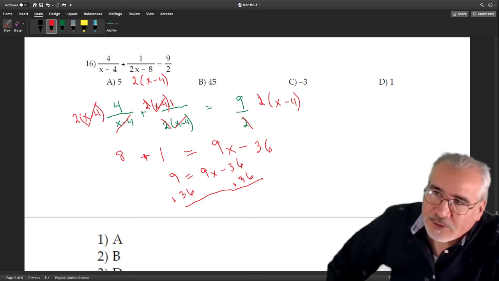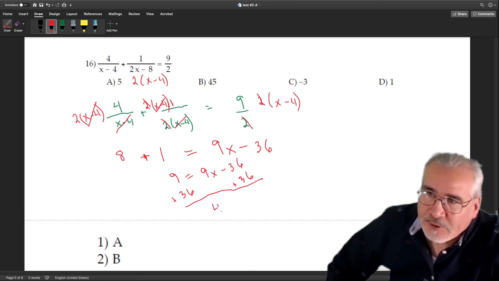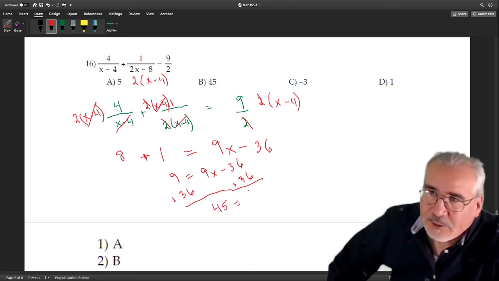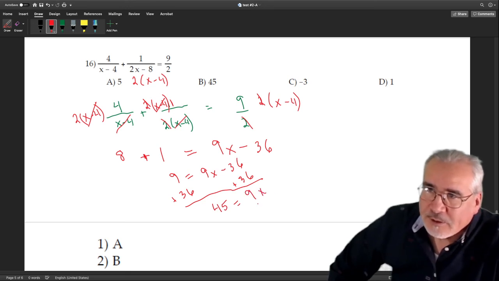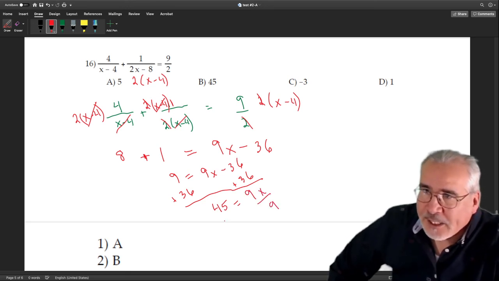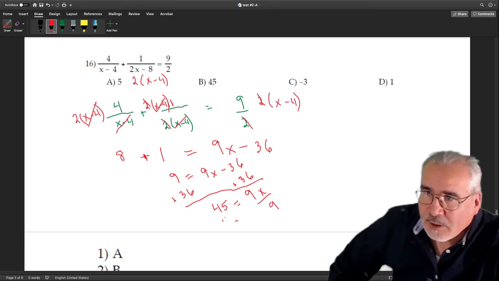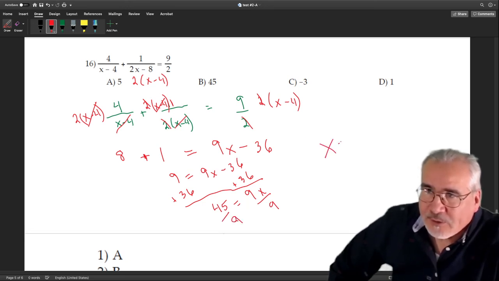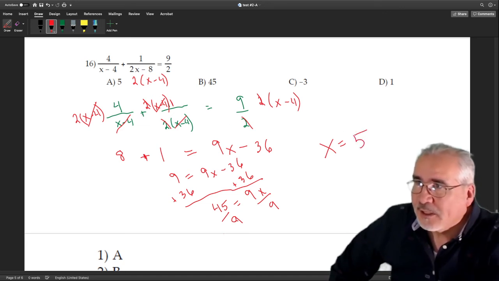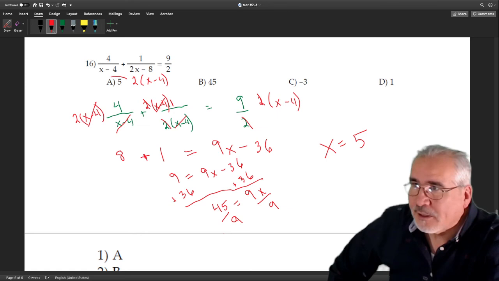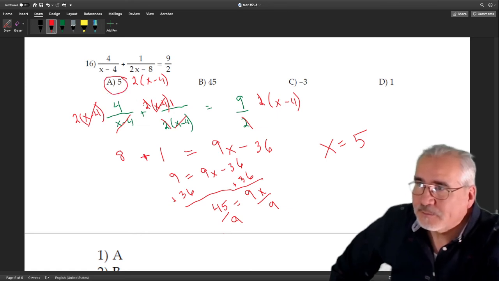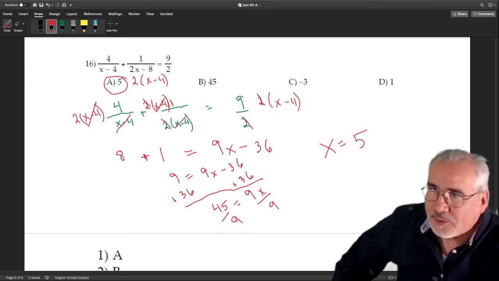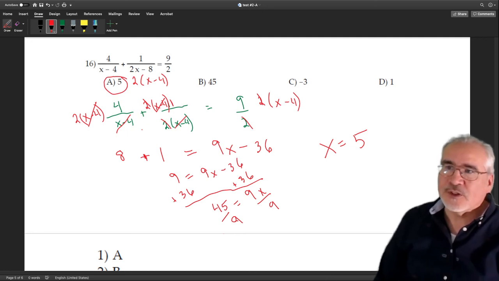9 plus 36 is going to be 45, equals 9x. Divide both sides by 9. So that leaves us with x. 45 divided by 9 is 5. There it is, right there. Okay, so not this 45, but you have to do the division.